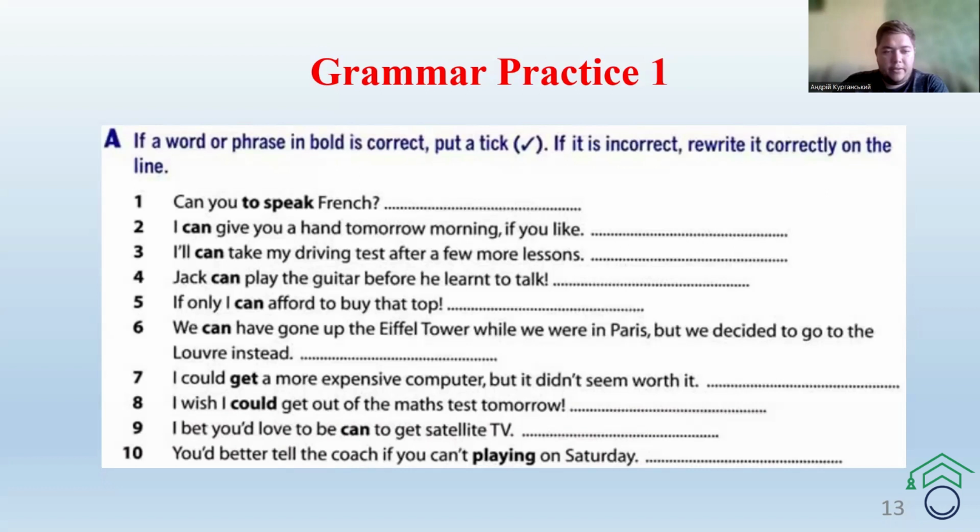If only I could afford it to buy the top. Could have afforded. Could plus perfect infinitive. If only I could afford it to buy that top. It's possible to say if only I was able. Could is okay. And if only I was able to buy that laptop, or to buy that top. Great. It is second conditional, so we can't use can. We should replace it with the past form. Good. Thank you, Andrii.